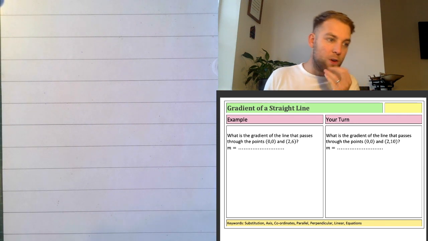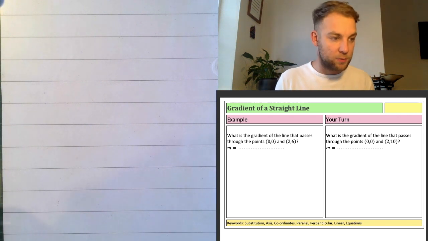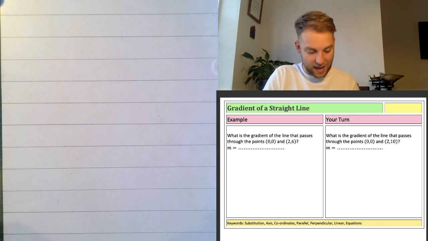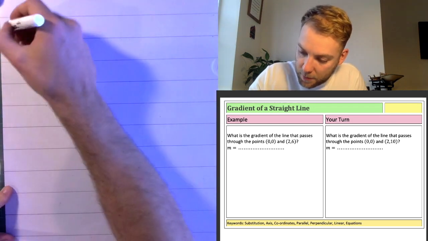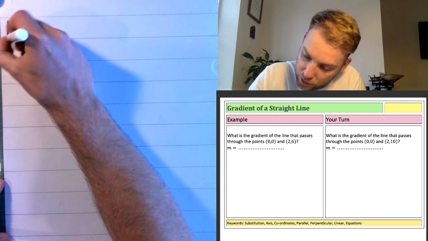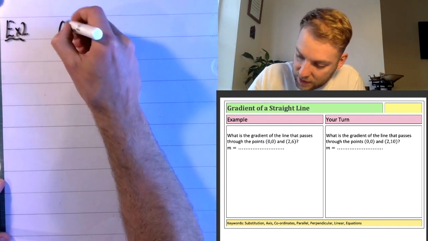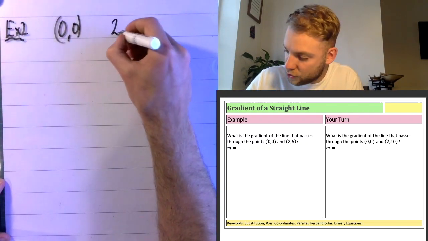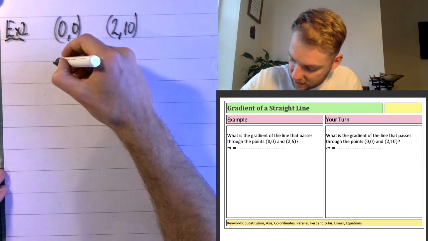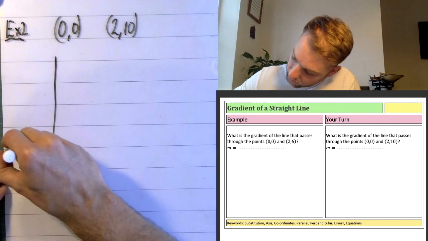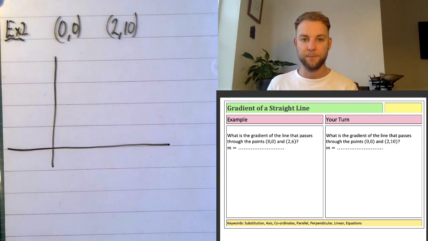So what's the gradient of the line that passes through 0, 0 and 2, 10? So let's write those points down. Remember this one here is example 2. So between 0, 0 and 2, 10. I'm going to make this one a little bit bigger now just so you can see it. So let's have a big old graph here. The bigger it is, the easier you can see it.